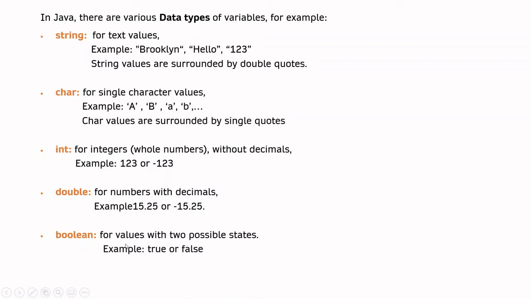Boolean is another data type, and that is for values with two possible states. For example, if the value is either true or false, then we declare a variable of type Boolean, and the values that would be stored in there are true or false. Now let's dig into this. Let's start typing some code and see how we declare these variables and how we use them.